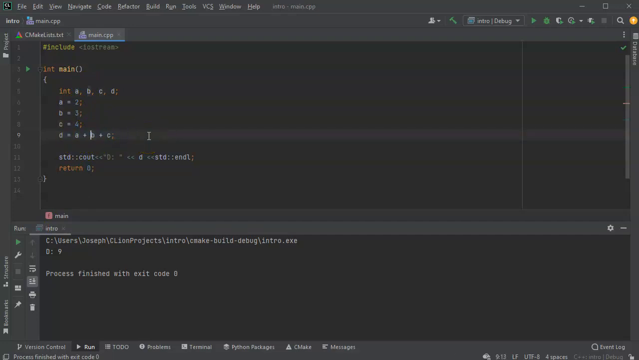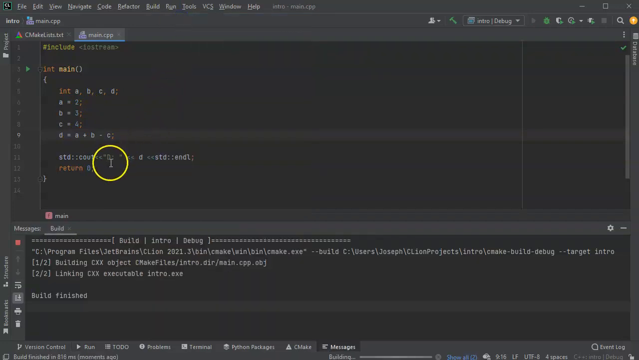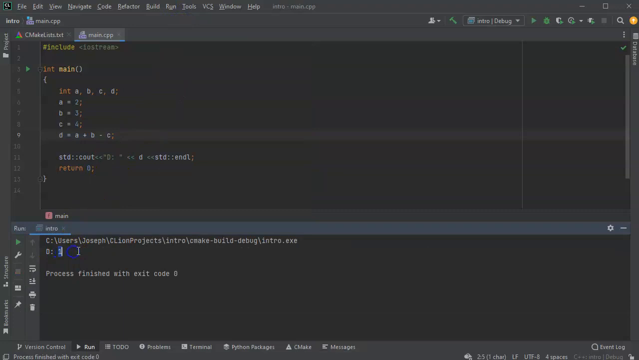We can also do subtraction. Now, if I do A plus B minus C, then it's going to be 2 plus 3 minus 4, which will give you 1. So I go ahead and run that, and you can see that it gives me back 1 as the value. When it does this, it does follow the orders of precedence, and so addition and subtraction have the same level, so they apply from left to right.